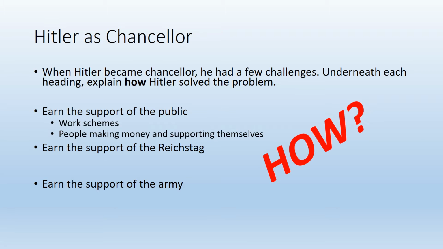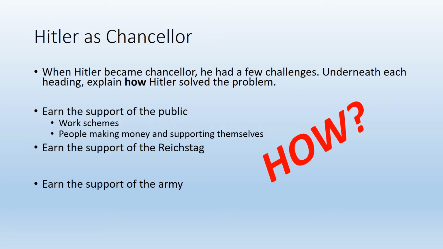Well, the best way to get support from the public is through work schemes and making sure that people make money to support themselves. We've talked about this before. If you give a man a fish, he eats for one day, but if you teach a man to fish, he'll eat for the rest of his life. And Hitler didn't want to be giving things away to the public because they would be too reliant on him and his government. But they did decide if we provide them with work or a job, they can make their own money, they can pay their own rent, and they can buy their own food.